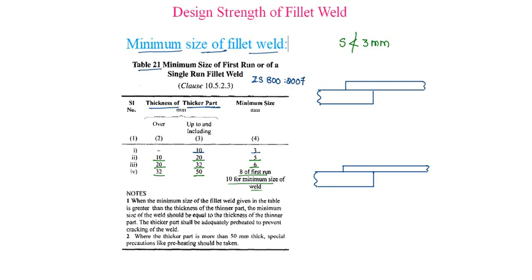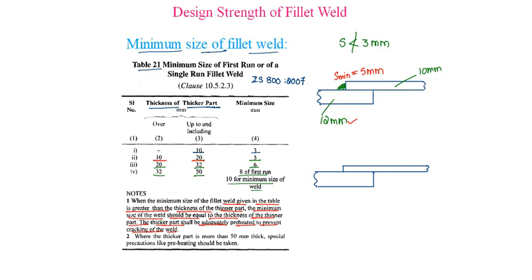Let us say here the thickness of the plate is say 10 mm and this is 12 mm. Then the size of weld minimum should be, S minimum should be, since the thicker plate is 12 mm, 12 mm is between 10 and 20, so minimum should be 5 mm. But when the minimum size of fillet weld given in the table is greater than thickness of thicker part, the minimum size of weld should be equal to thickness of thinner part. The thicker part shall be adequately preheated to prevent cracking of the weld.